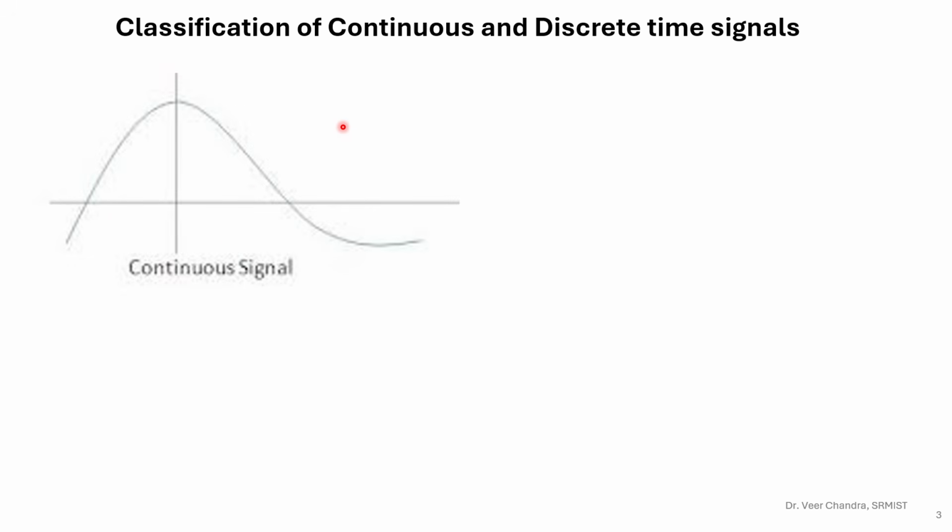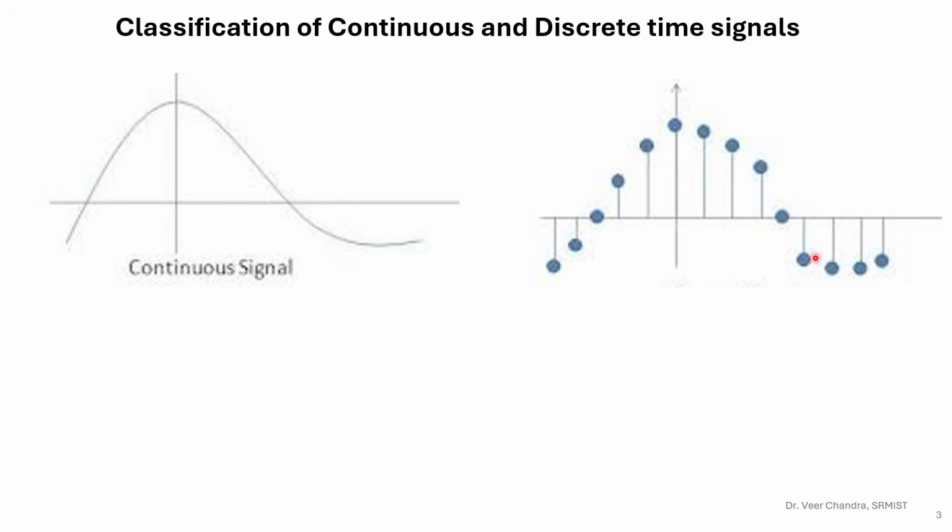So first, classification of continuous and discrete time signals. What is a continuous time signal and a discrete time signal? A continuous time signal means your signal is continuous for all values of t. Suppose the x-axis represents the time axis and the y-axis is x of t, so y is equal to x of t. For all values of t you have a certain output, means for all values of the x-axis we have certain values of the y-axis. So that is continuous.